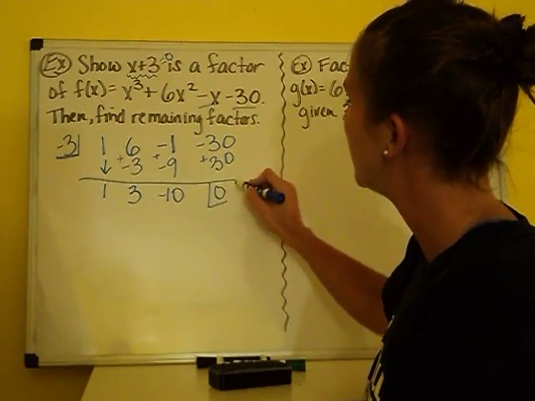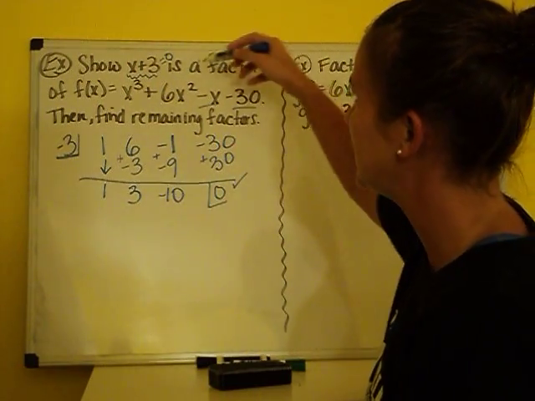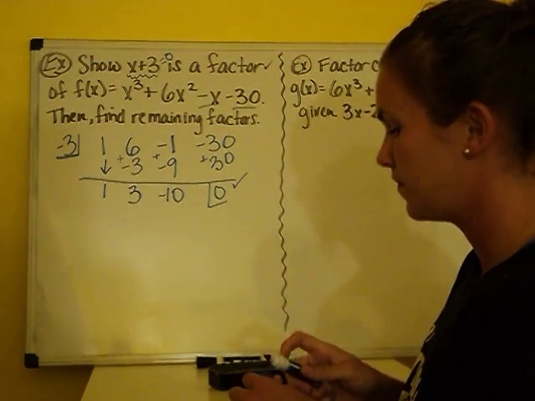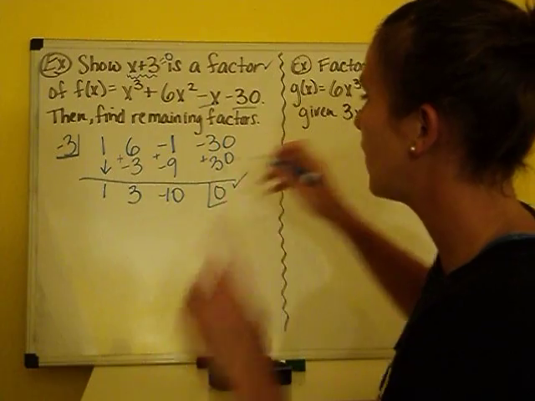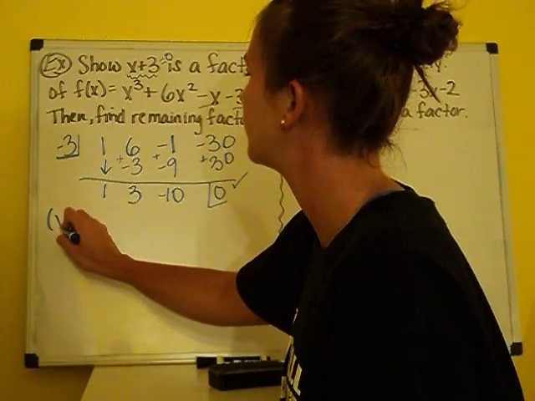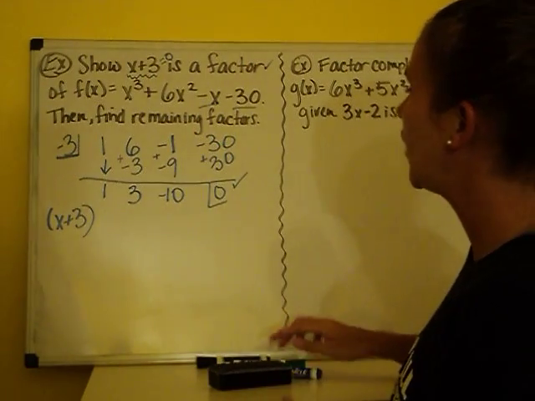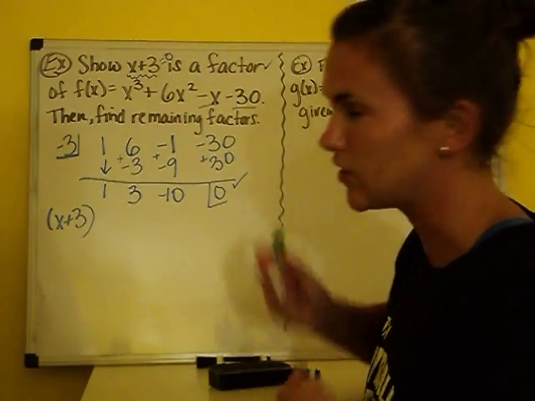And we get a 0. Ding, ding, ding, ding, ding. This is a factor. Check. We just showed that. Okay? So, that means that I know one of my factors is x plus 3. Okay? So we need to figure out, then we have to find the remaining factors.